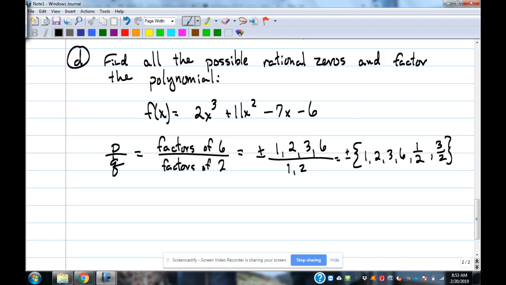So I've narrowed it down from all the numbers in the world down to 1, 2, 3, 4, 5, 6, 12 possible numbers that could be rational zeros. Doesn't mean that all of those are zeros, just means that if there's a rational zero to this polynomial, it's going to be one of those 12 numbers.